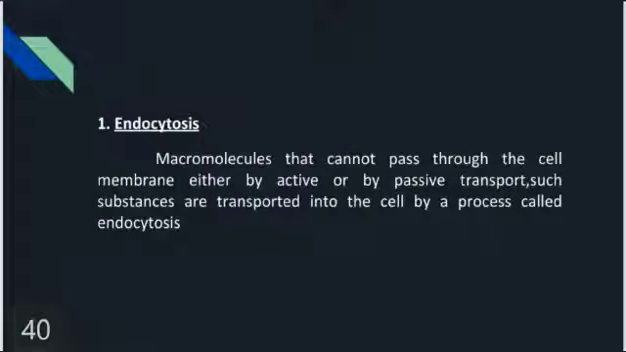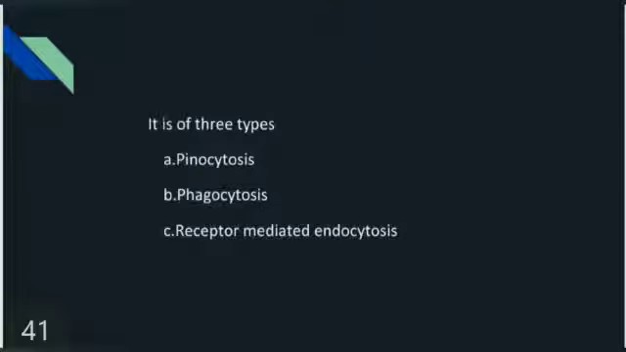First, endocytosis. Macromolecules that cannot pass through the cell membrane either by active or by passive transport are transported into the cell by a process called endocytosis. It is of three types. First, pinocytosis. Second, phagocytosis. Third, receptor mediated endocytosis.